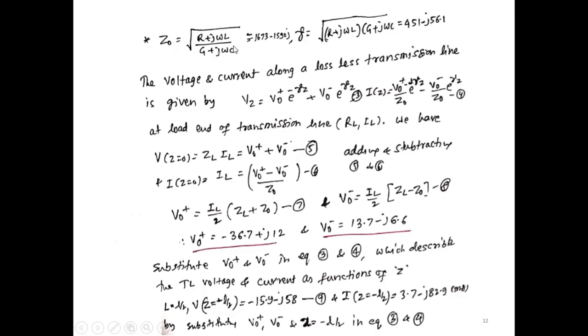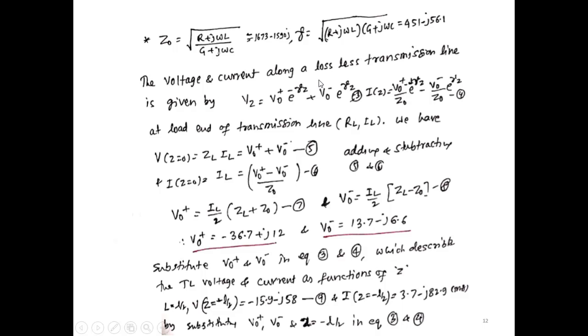Therefore, Z0 is equal to under root of R plus j omega L divided by G plus j omega C. This is equal to 1673 minus 1590 j. And gamma is equal to under root of R plus j omega L into G plus j omega C, which is equal to 451 minus j 56.1. This is solved by substituting the values of R, omega L and G, omega C and converting rectangular coordinates to polar coordinates, and after finding the value you have to reconvert polar to rectangular.